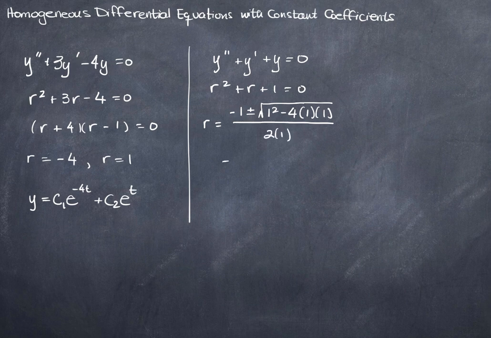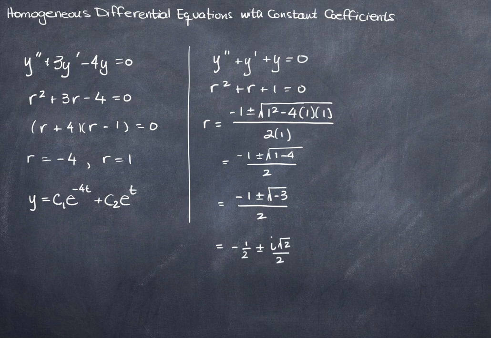all over 2 times a, which is negative 1 plus or minus the root of 1 minus 4 all over 2, which is negative 1 plus or minus root negative 3. Oops, I left my negative off there. Negative 3 over 2, which of course I can rewrite as negative 1/2 plus or minus the square root of 3 times i, and I'm actually going to write the i in front, all over 2. And that I can rewrite as negative 1/2 plus or minus root 3 over 2, that fraction, times i.